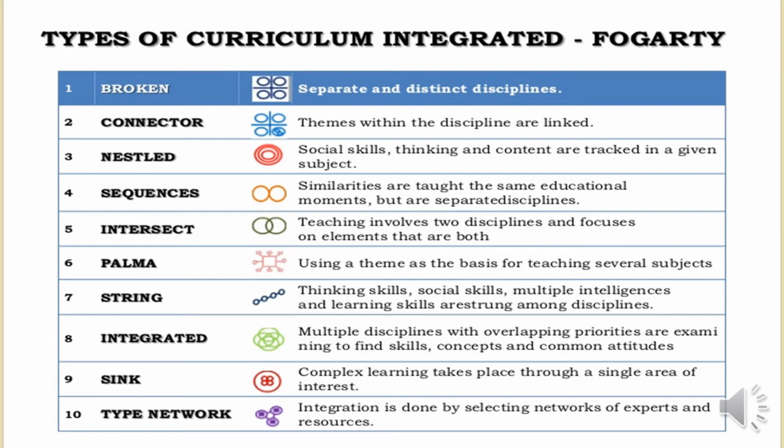Some of the other curriculums include string, integrated, sync, and type network. And these just cover a series of curricular integration that can be used so that students can get the most out of a lesson, and there can be more integration and skills that students can get from the lesson instead of just having separate and distinct lessons being taught.